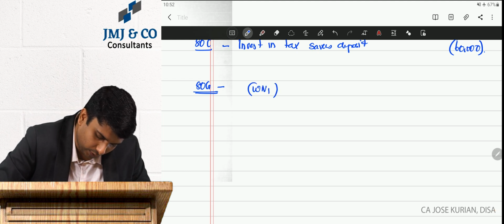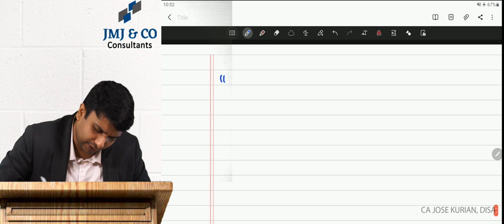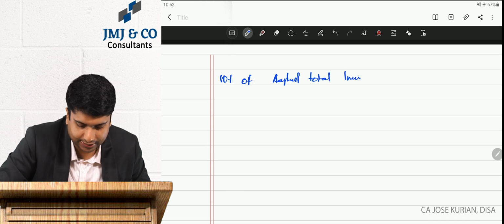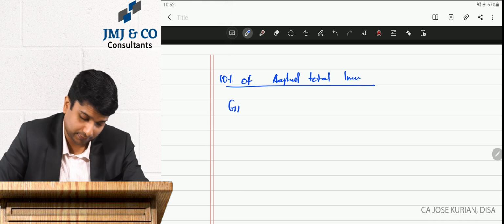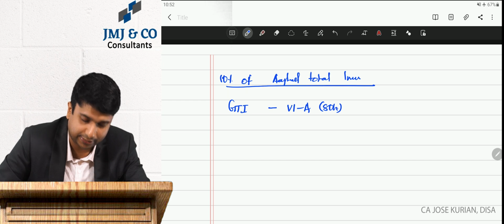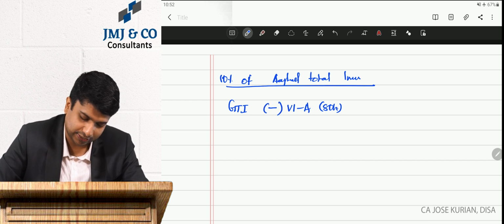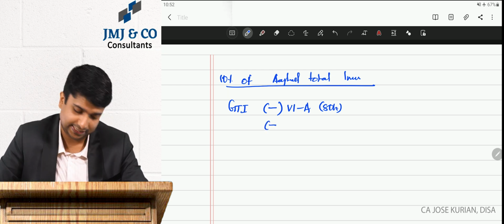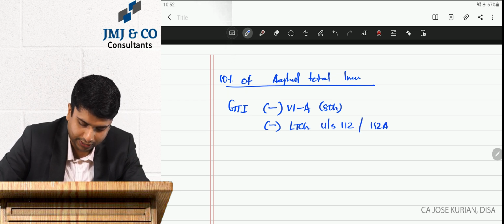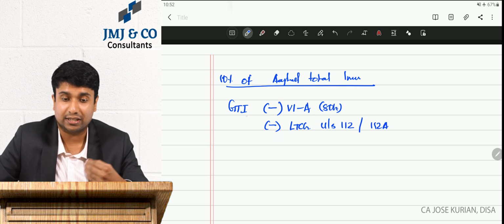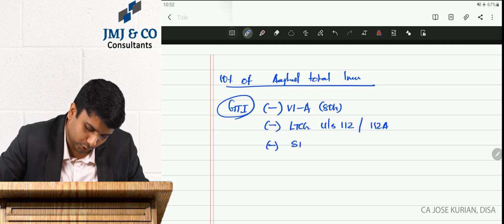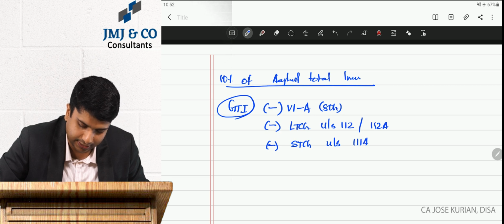Alright, so I will write working note number 1. That ceiling limit will be 10% of adjusted total income. Now friends, tell me what is adjusted total income? Take your gross total income and deduct Chapter 6A items except 80G. For 80G we don't know what the limit is, that's what we are going to compute. So from your gross total income, deduct all Chapter 6A except 80G. Now deduct any long-term capital gain which is taxable under 112 or 112A. That's what the Act says next. And you also need to deduct short-term capital gain which is taxable under section 111A.